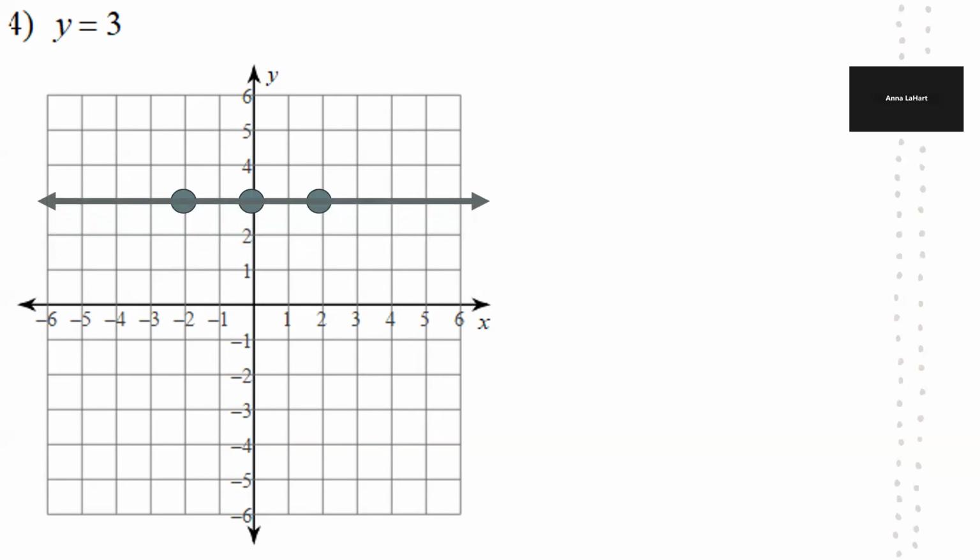I probably went way too fast for those of you that are graphing those things, so I apologize. I hope you pause the video whenever that happens. Okay, so now let's go to the other one.